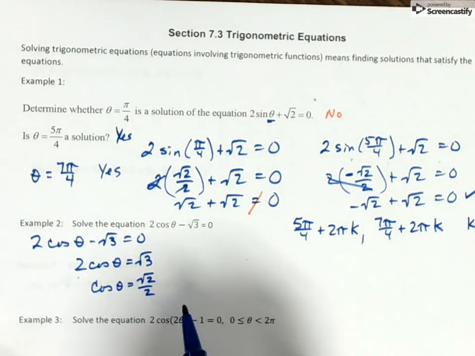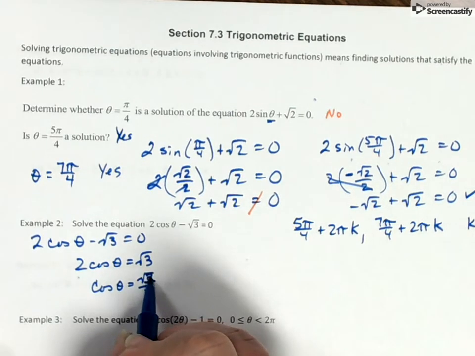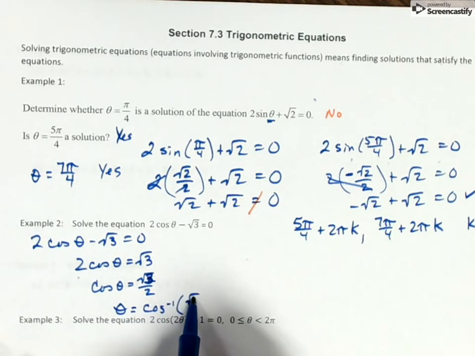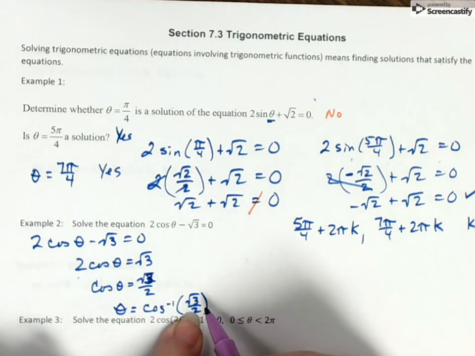So think about root 3 over 2. Think about your unit circle. How many places is the cosine of theta going to be root 3 over 2? In other words, where is the inverse cosine of root 3 over 2? Well, we know on the unit circle that that's going to happen in quadrants 1 and 4. Cosine is positive.